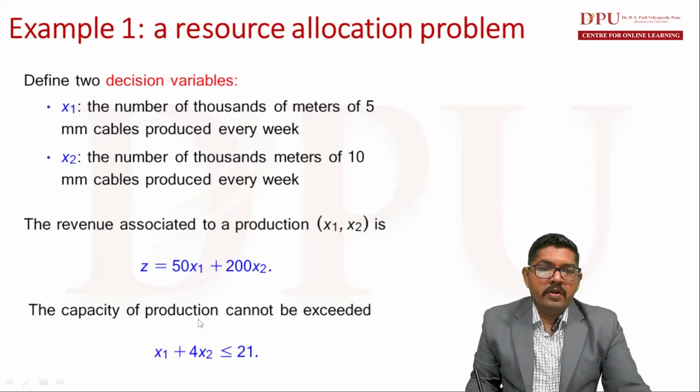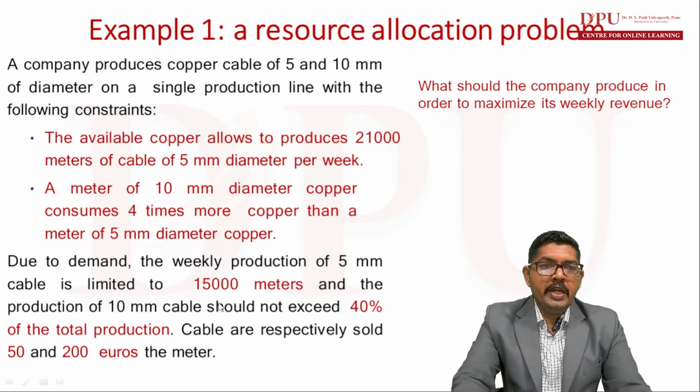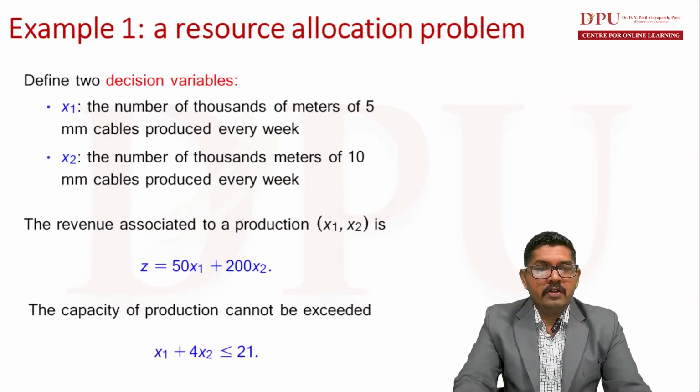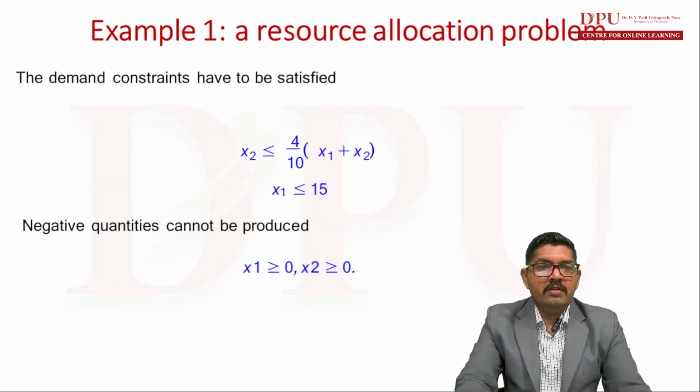The capacity of production cannot exceed 21. So here it is written, the available copper allows to produce only 21,000 meters of cable of 5 mm diameter per week. So x1 plus 4x2 has to be less than or equal to 21, right? The demand constraint has to be satisfied. So x2 is less than or equal to 4 divided by 10 times (x1 plus x2).